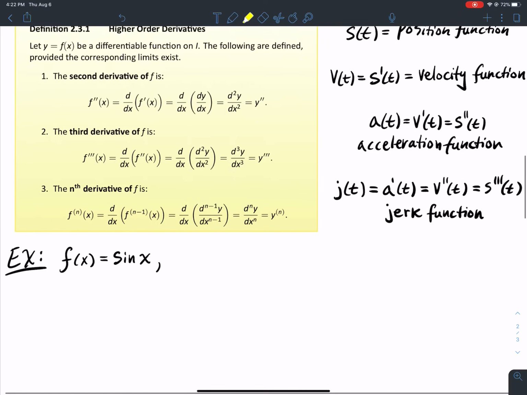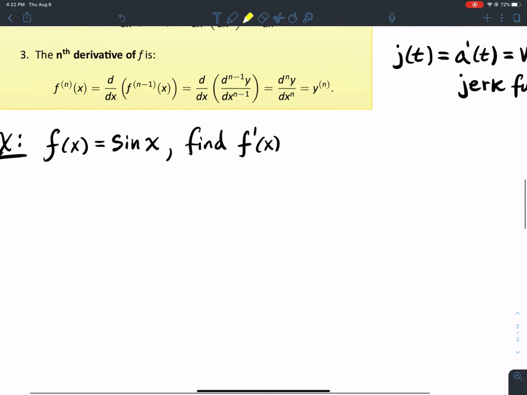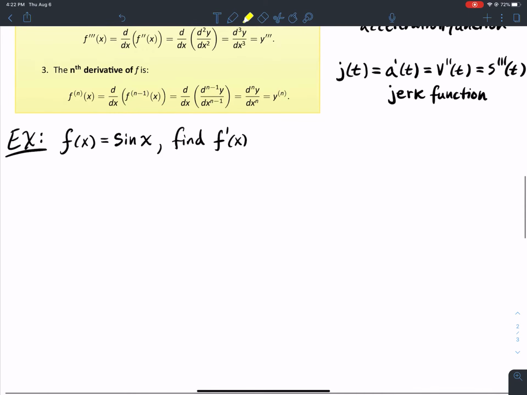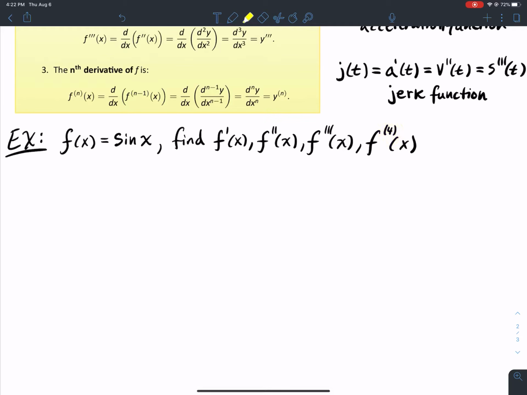So let's take a function, and we're going to do higher order derivatives. I'm going to find f prime. I'm going to find f double prime, triple prime, f to the 4th, and f to the 5th, okay? So let's do it. Well, what's the derivative of sine of x? That's one of our rules. Derivative of sine is cosine. Okay, so we got f prime.